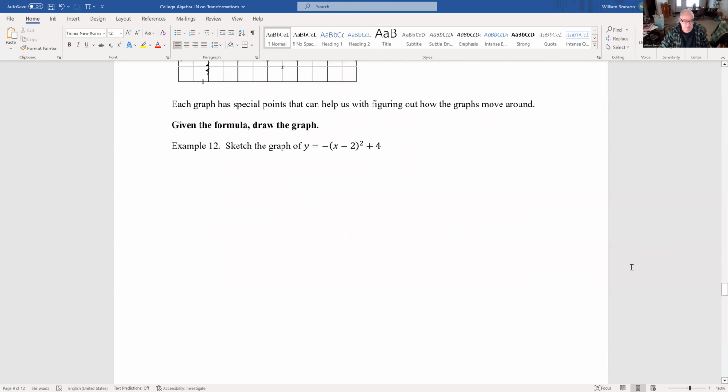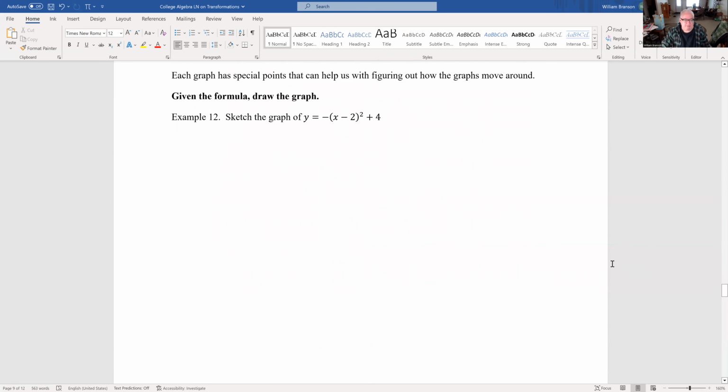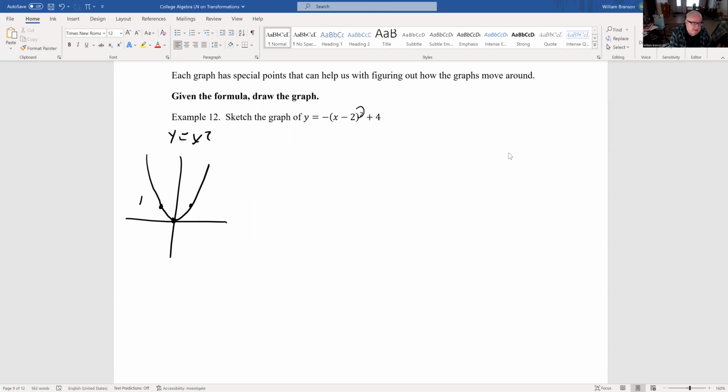Okay, so here's a formula, and we want to know what the graph of that is. It's a nice function. What does the graph look like? So we're starting with x squared, our base graph, with its three special points, which I called A, B, and C. And we want to know what the graph of this thing is. So what do we have here?